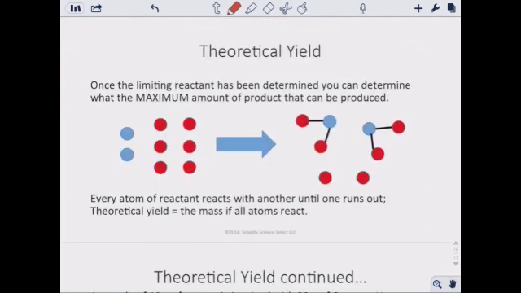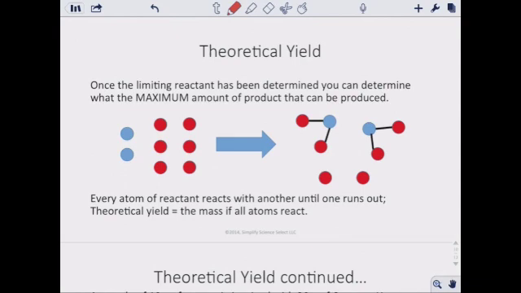Now, what does the limiting reactant give us? And this is probably the most important thing here. The limiting reactant can help us calculate the theoretical yield. The theoretical yield is the maximum amount of product that can be produced.